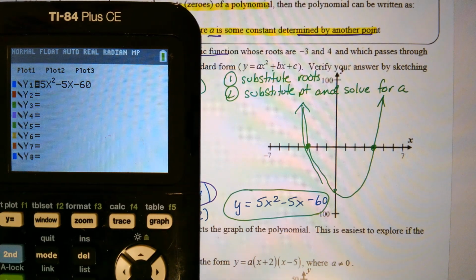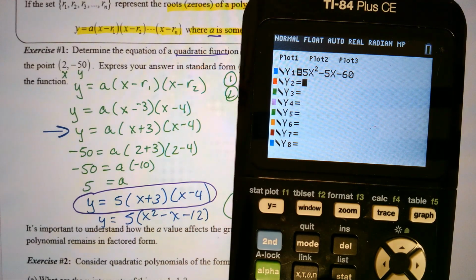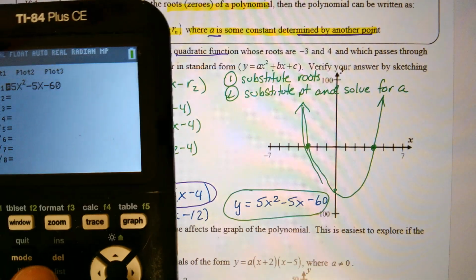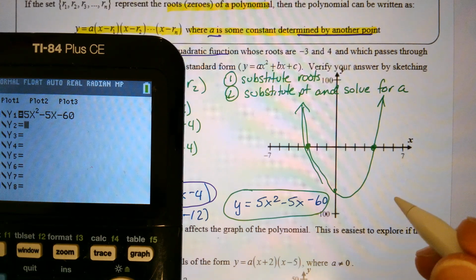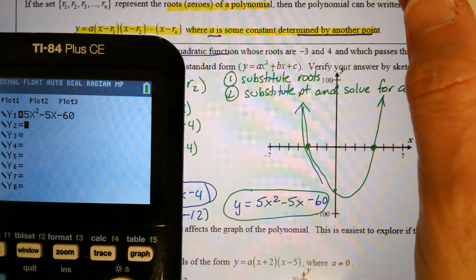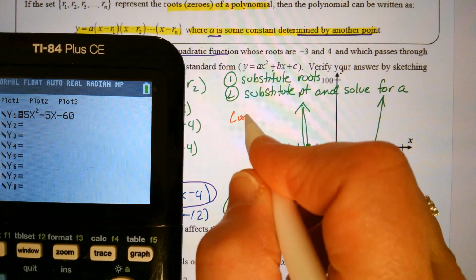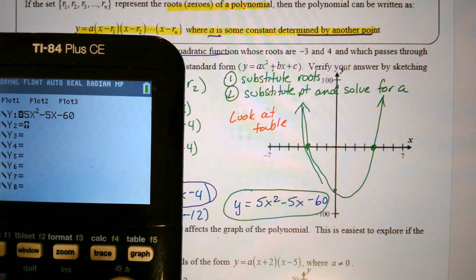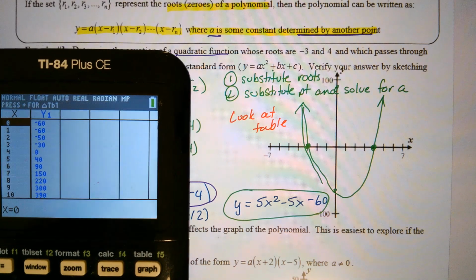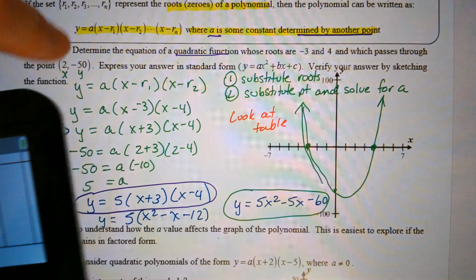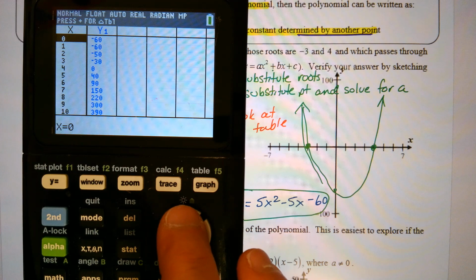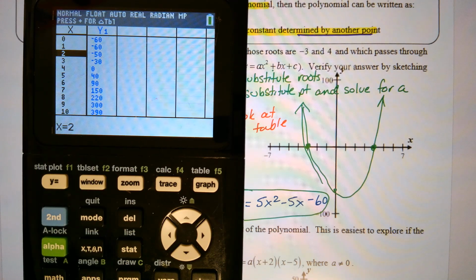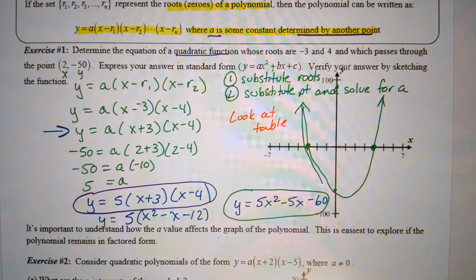In y2, I'll just put the factored form. Oh, you know what? I don't need to do that. What we want to do is check the table for the point, as a check. Look at the table. So the second graph is the point 2, negative 50 there. Yes, it is 2, negative 50. We know we have the correct equation.